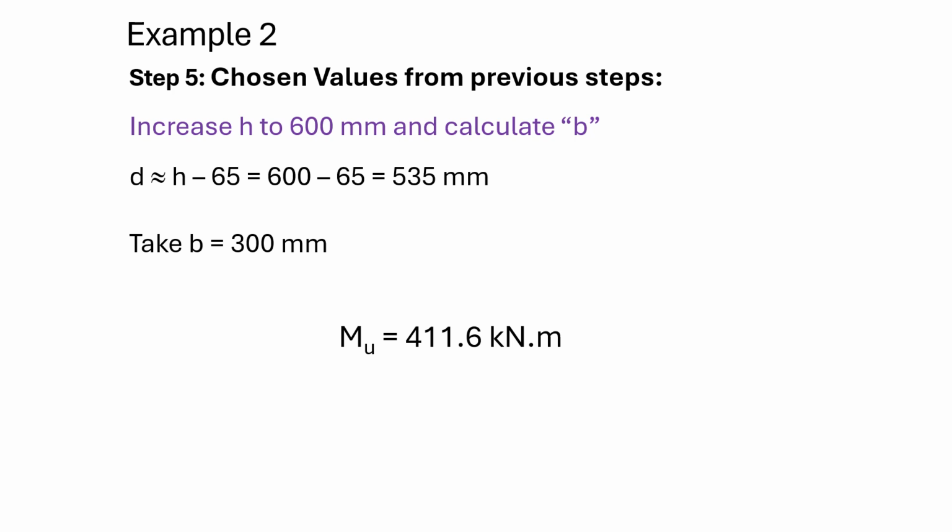I took this from example 2. In example 2, we considered the 600 millimeter depth and the width of the beam equal to 300, and we considered the ultimate moment equal to 411.6. As you can see, when you are using programs, you need to have some calculations. These calculations, as we will learn in the project, you can get using ETABS, or you can calculate them manually as we did in the problem.